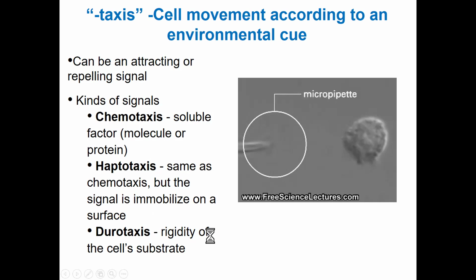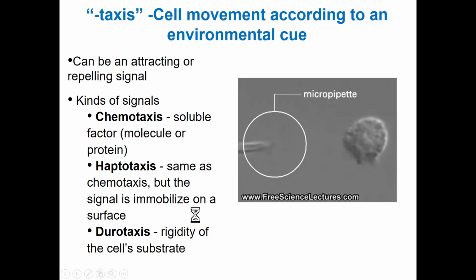Durotaxis, rigidity of the cell's substrate, and even aerotaxis. Aerotaxis means movement of a cell or organism toward oxygen. If someone is pushed into the water, you can see how the person is forced to come out of the water due to lack of oxygen; that is movement toward oxygen. Many bacteria and organisms show aerotaxis.